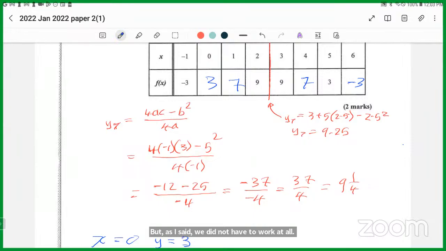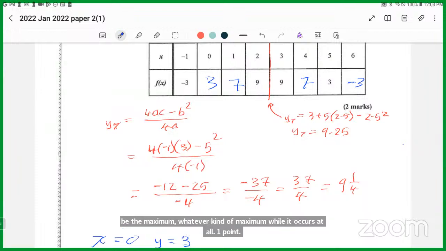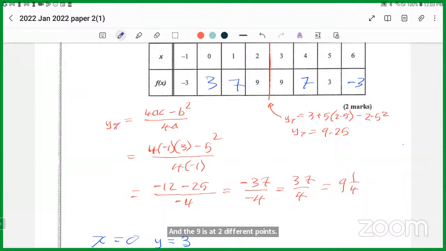Okay with that so far? Yes, sir. Do you understand my explanation about 9 not being the maximum value? Yes, sir. It cannot be the maximum value because the maximum value occurs at only 1 point, and the 9 is at 2 different points. For a quadratic graph, the maximum value can only be at 1 point, right at the vertex point. So 9 cannot be the maximum.